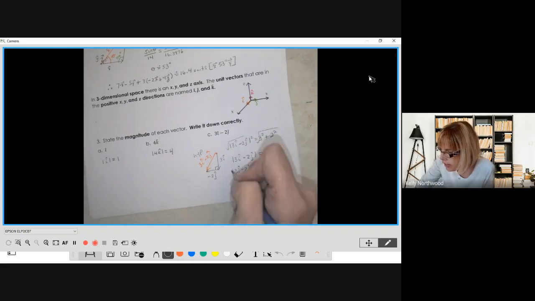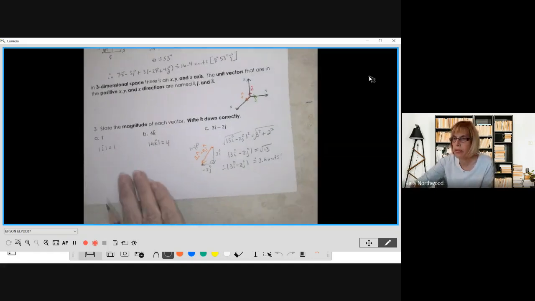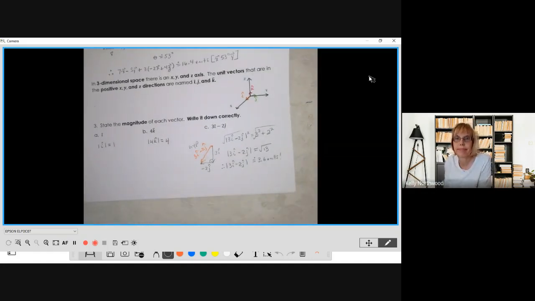So there's your tiny little intro into when we're going to start algebraic vectors. We'll be working in 3 space most of the time. All right, so that's Friday.